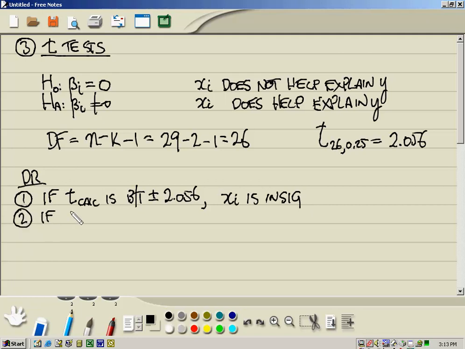Alternatively, if t-calc is not between plus and minus 2.056, in other words, it's far enough away from 0 to be out in the tails, the particular x variable, x sub i, is significant. So x sub i does significantly help explain the y variable.